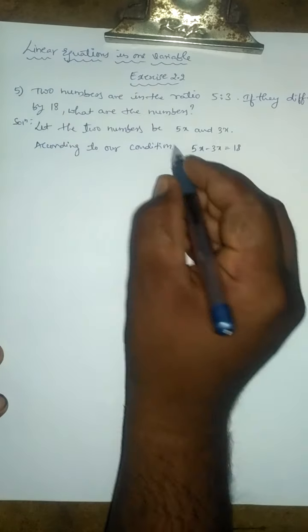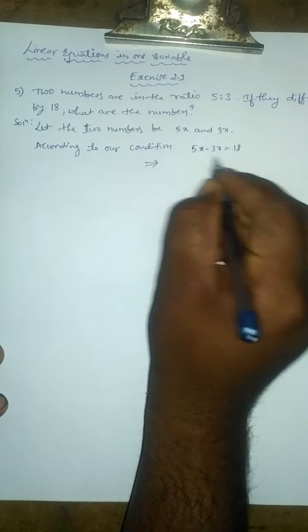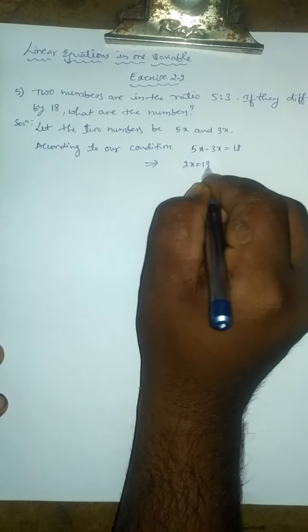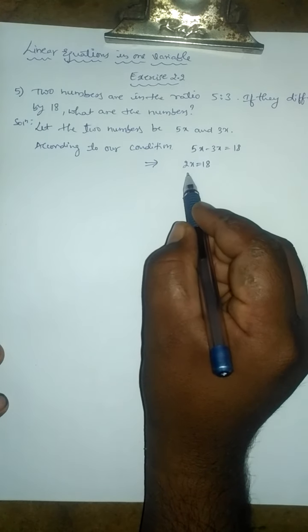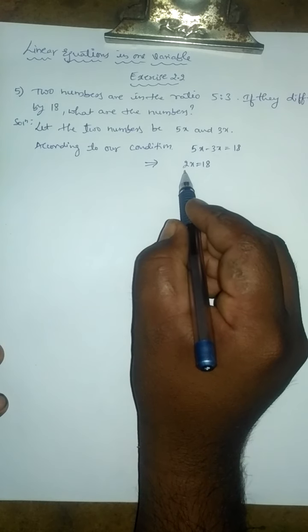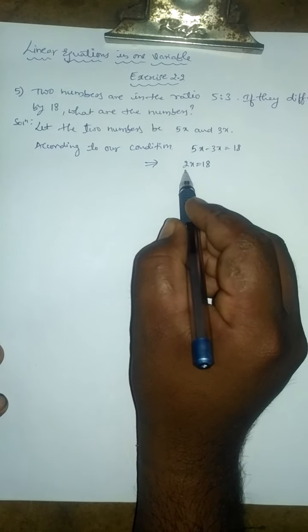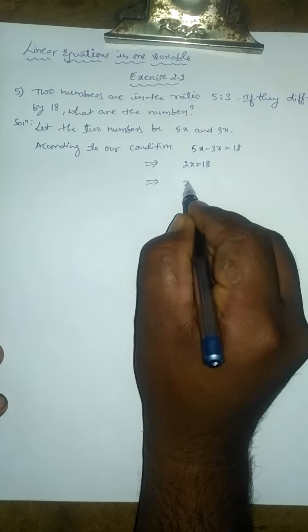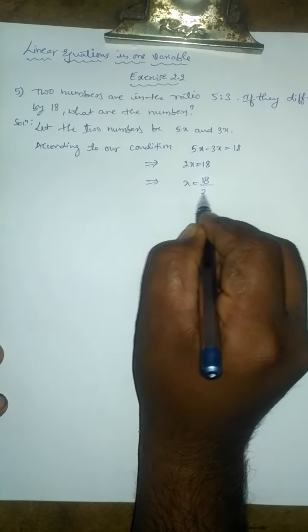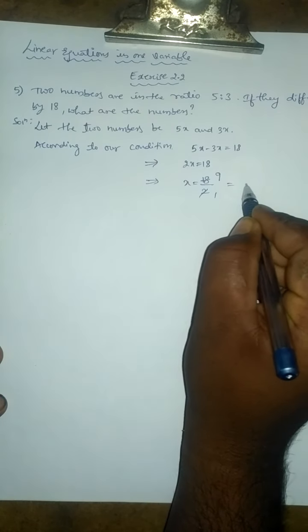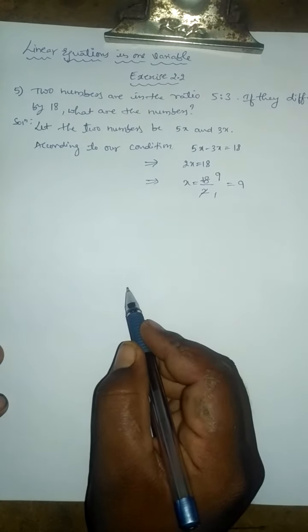Now we go for simplification, which implies 5x minus 3x is 2x, that is equal to 18. Here, along with the variable, 2 is there, which is in multiplication form. If we transpose this 2 from LHS to RHS, we will divide. So x is equal to 18 divided by 2. 2 nines are 18. So what is the value of x? The x value is 9.